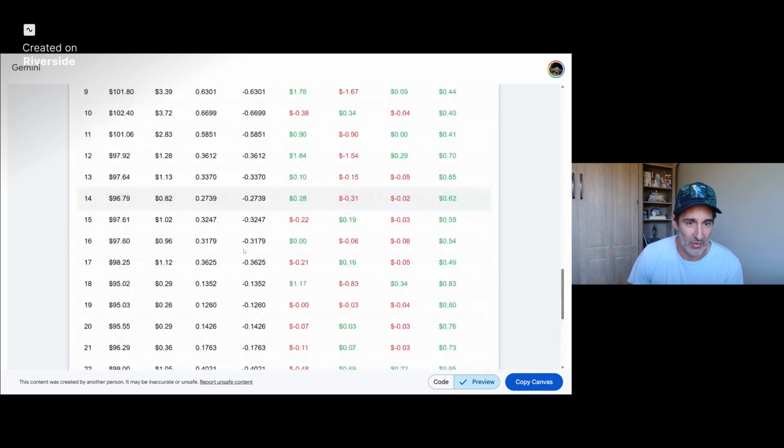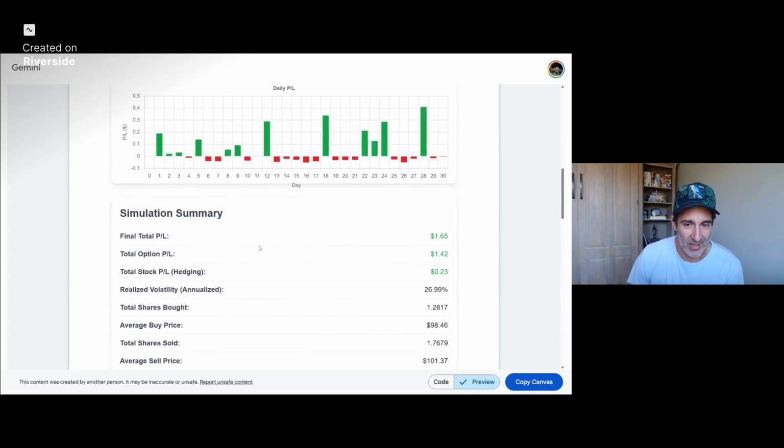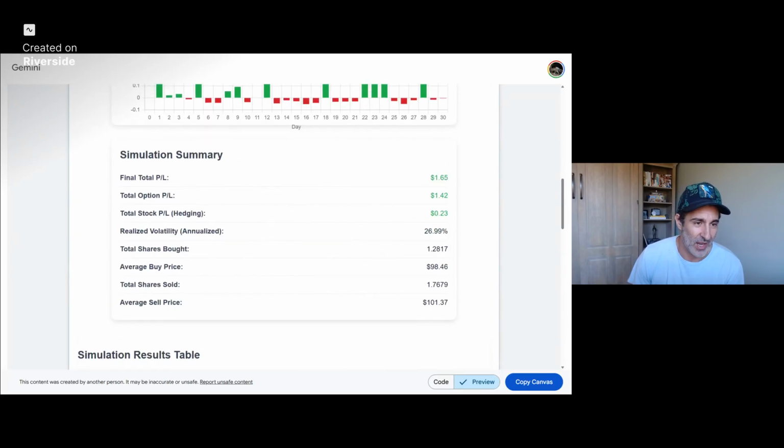It's funny, I never really run this thing all the way to the end. So I'm glad there's a little simulation summary. Thank you, Google, for being smart. Gemini putting this in there is pretty clever. Your final P&L, you made $1.65. $1.42 of it was on the total option P&L, and that makes sense because the stock finished above the strike.